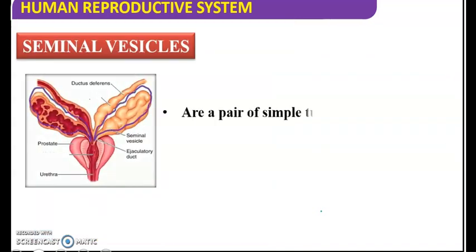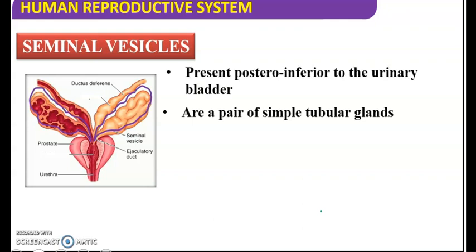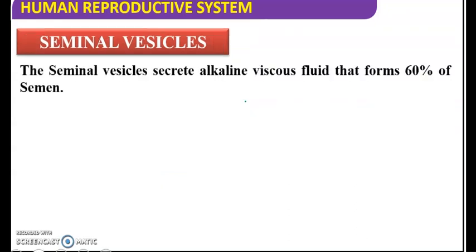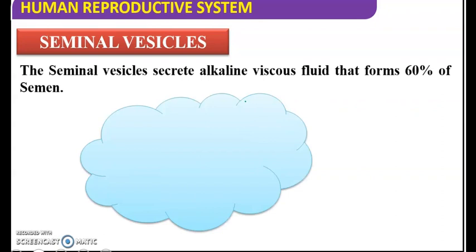First one is the seminal vesicles, as highlighted here. There is a pair of organs which are present posterior and inferior to the urinary bladder. It means below the urinary bladder. They are tubular in nature. Now what do the seminal vesicles do?